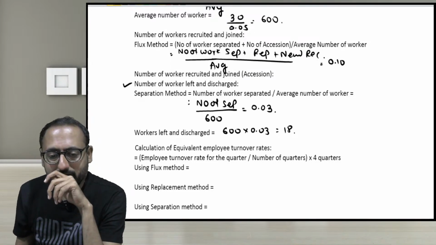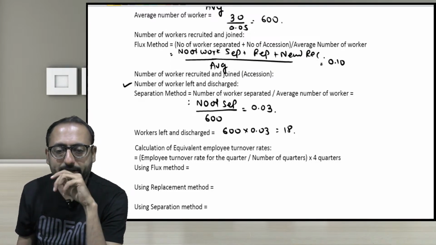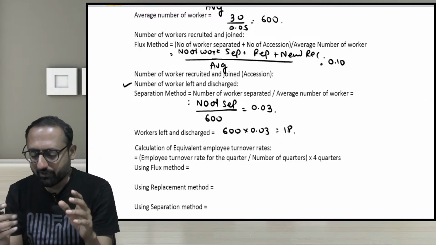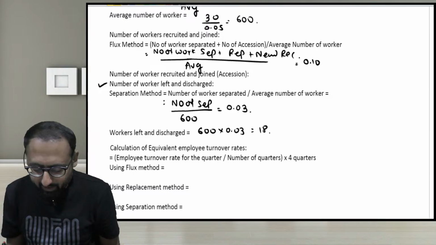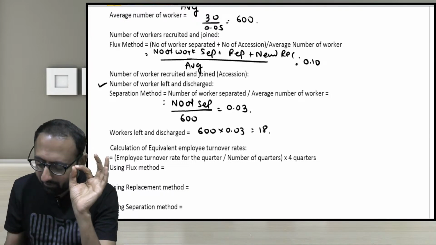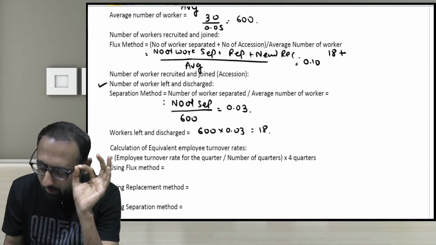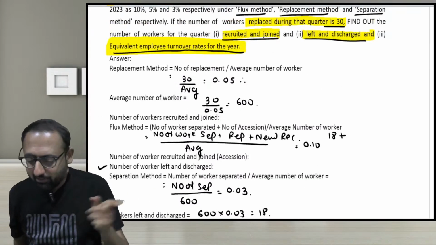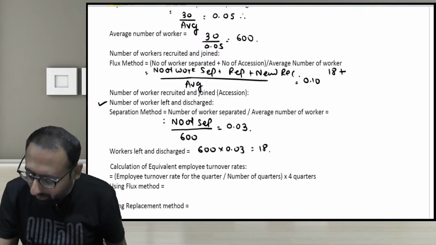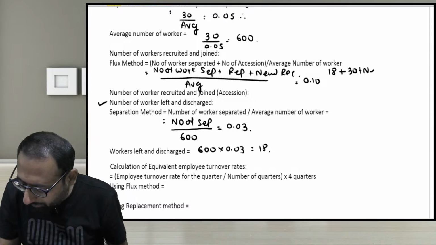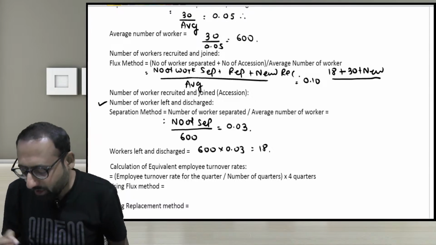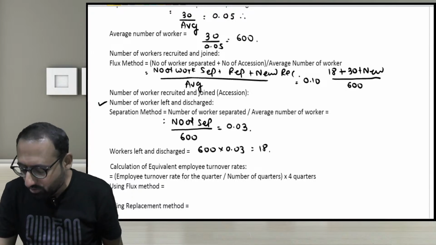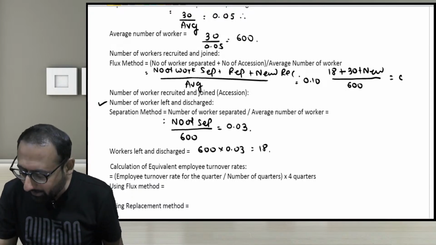Answer is given by them, which is nothing but 0.10. Perfect, Prabhu. Now let's work out the number of workers separated. Separated workers are 18, plus the number of workers replaced. Replaced workers was given in the question only, 30, plus new recruitment for expansion, divided by average number of workers, which is 600, is equal to 0.10.